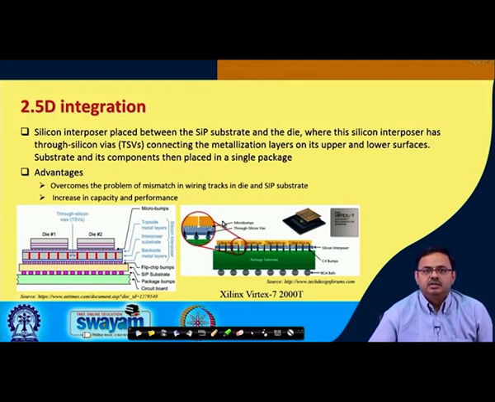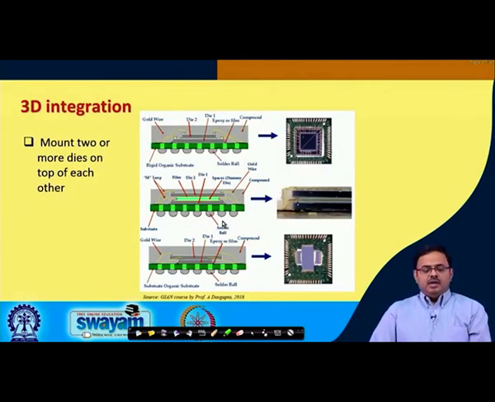All right. Then we come to 3D integration. So, that is obviously the next step. What is 3-dimensional integration? All right. So, here 2 or more dies are mounted on top of each other. So, here again this has evolved.